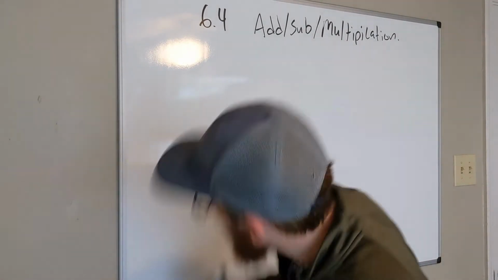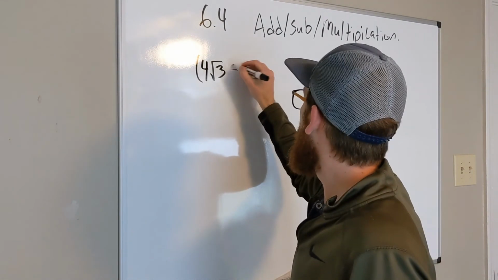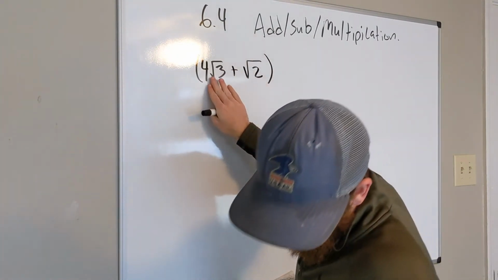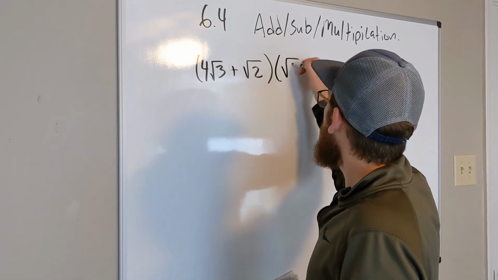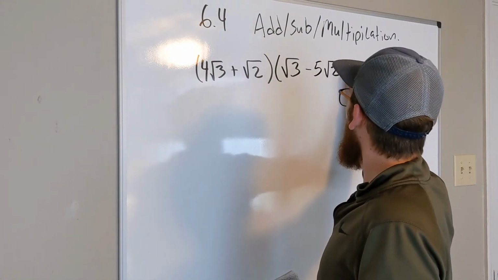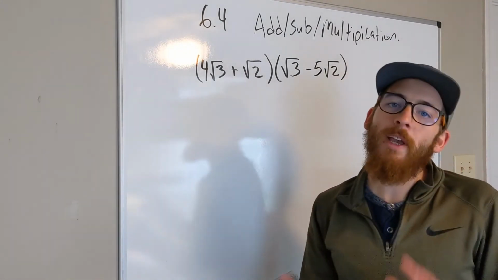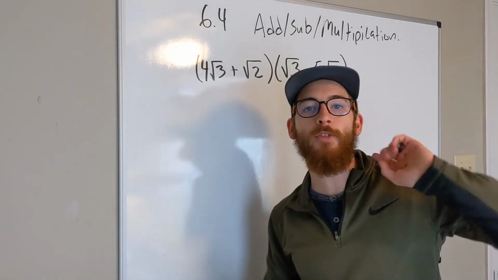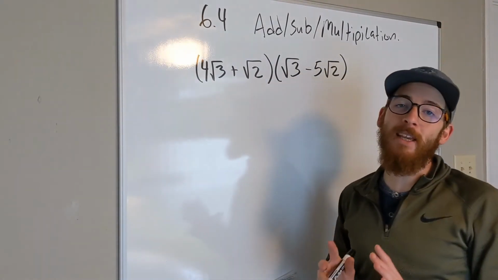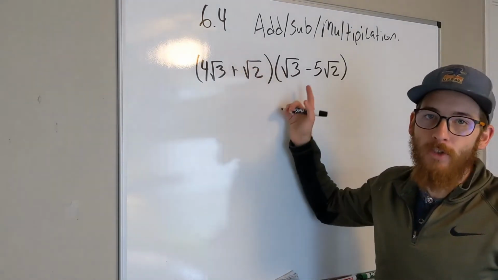Okay? The red didn't erase very well, so, well, I'm dropping everything. Let's see. 4 cube root of 3 plus square root of 2. Oh, sorry, I said cube root. That's really square root. Square root of 3 minus 5 square root of 2. Okay, now, always remember the rules from the past. Just because this looks different doesn't mean that it behaves differently. Okay, so this is where we double distribution.